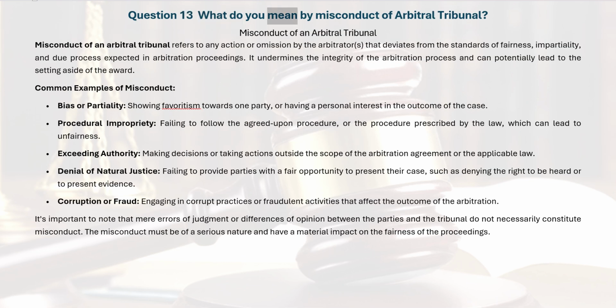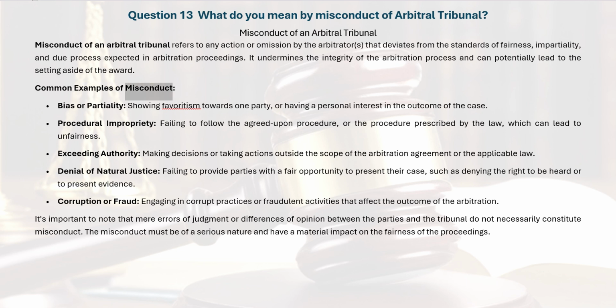Question 13. What do you mean by misconduct of arbitral tribunal? Misconduct of an arbitral tribunal. Misconduct of an arbitral tribunal refers to any action or omission by the arbitrators that deviates from the standards of fairness, impartiality, and due process expected in arbitration proceedings. It undermines the integrity of the arbitration process and can potentially lead to the setting aside of the award.